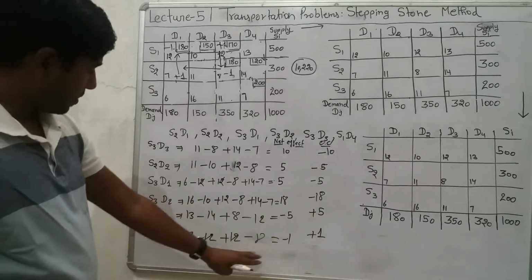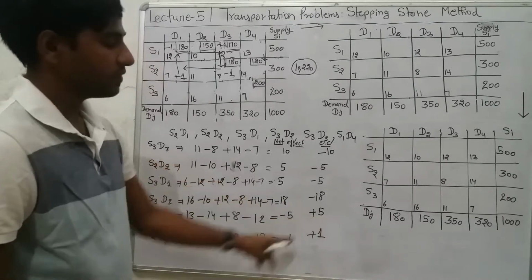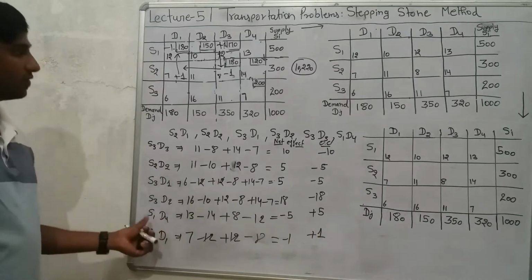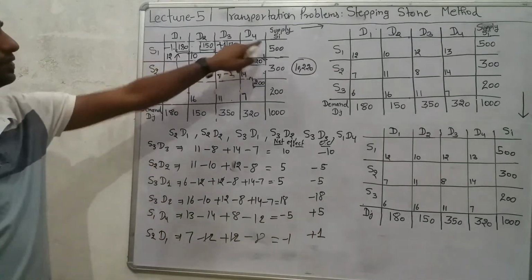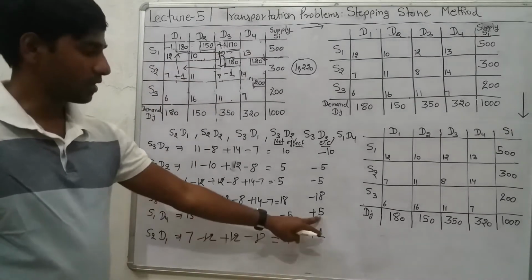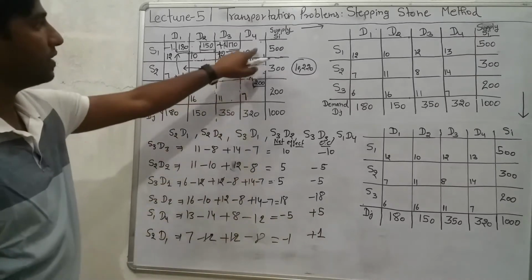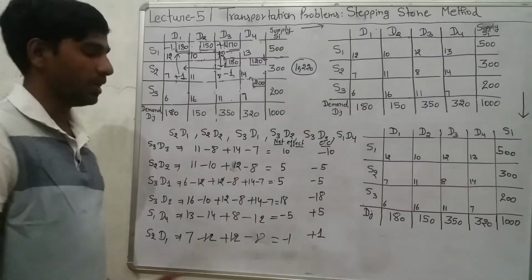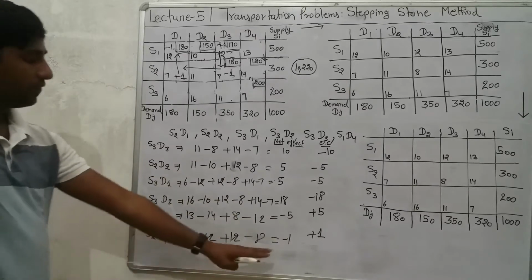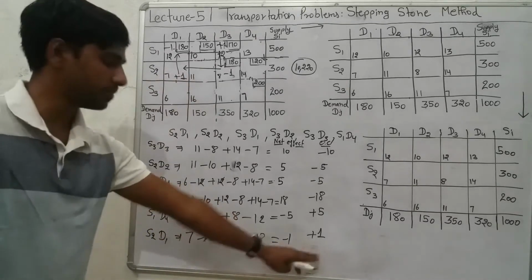So what is of our interest here? Look at the plus 5. What is the meaning of plus 5? If we are opting this route, S1D4, then what would be the impact on total cost? Our cost would be reduced by 5 rupees per unit. If we are transferring 1 unit from this route, our cost would be reduced by 5 rupees. And in this particular cell, S2D1, if we opt this route, our cost would be reduced by 1 rupee per unit.